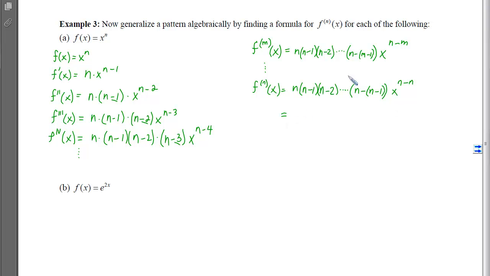Now that I have the pattern, I can simplify. This n minus n minus 1 is actually a 1. So I went from n all the way down to 1. Hopefully you remember that that's n factorial. And then x to the n minus n is x to the 0, which is just 1. So we end up with the nth derivative being n factorial.